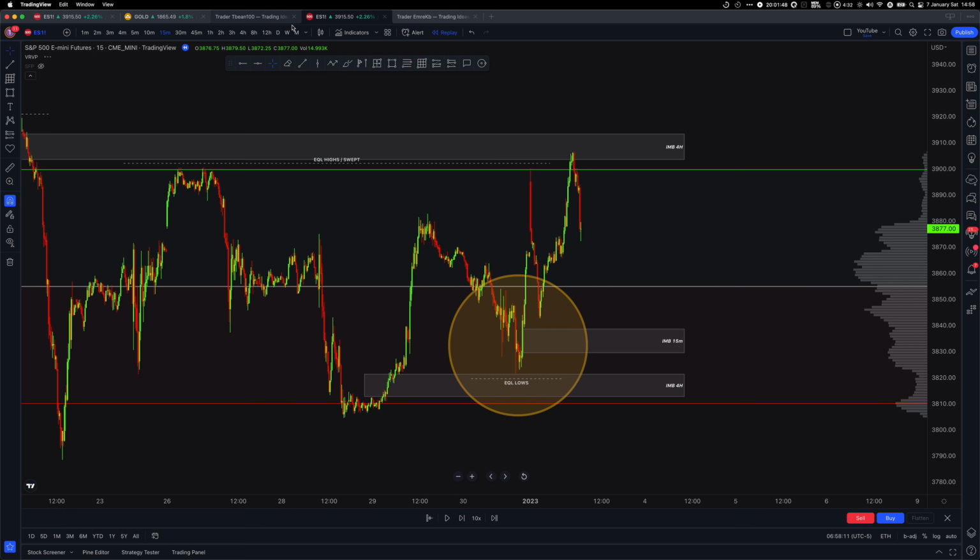Now you can see that we have another major imbalance below in 15 minutes. All these imbalances increase the bearish bias for us. Let's move on to see how we can enter this trade.